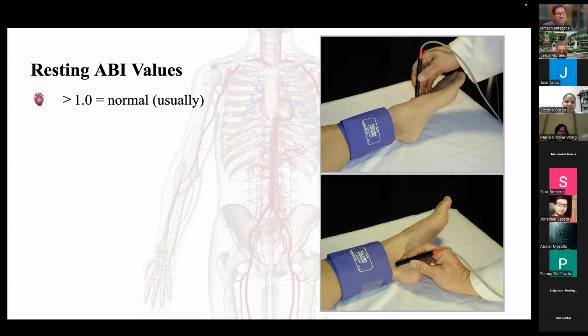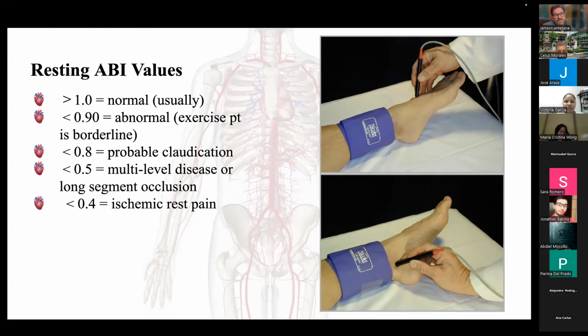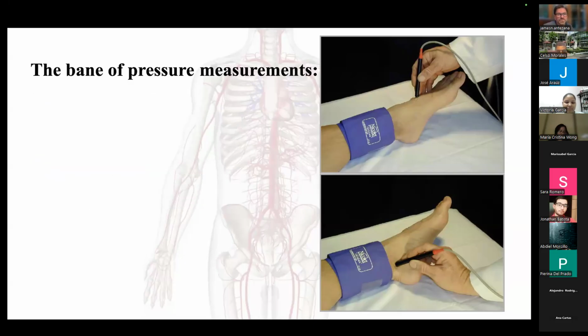Resting ABI values greater than 1, normal, usually. Less than 0.9, abnormal. If you exercise a patient and they drop below 1 or below 0.9, they're abnormal. Less than 0.8, their pain may be associated to claudication. Less than 0.5, there's multi-level disease or a long segment occlusion. If they're less than 0.4, they're going to have ischemic rest pain. They're going to be an RC4. They're going to have pain at rest. They're recumbent, they have pain. They're hanging the legs off the bed. They're sleeping sitting up or standing up.